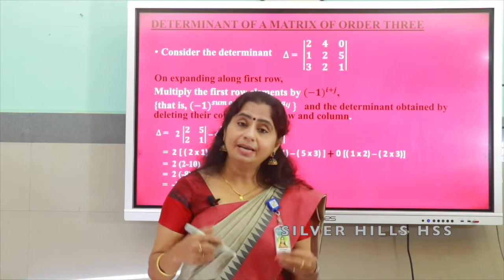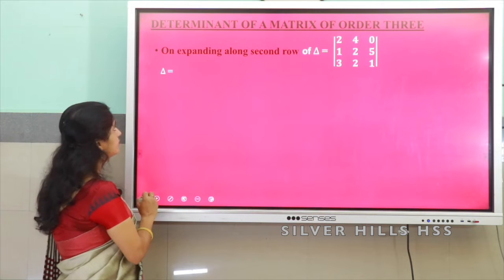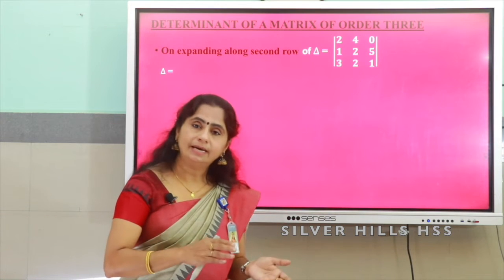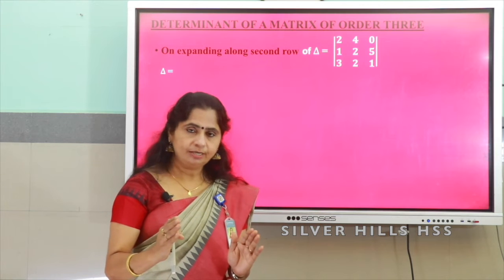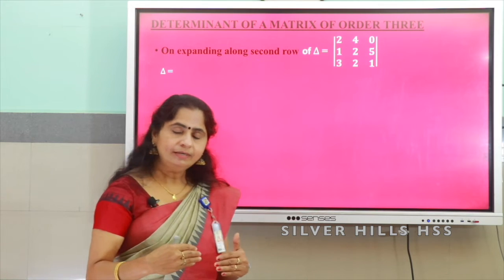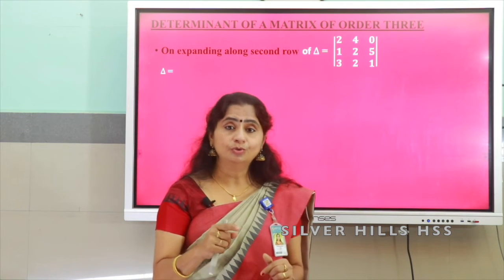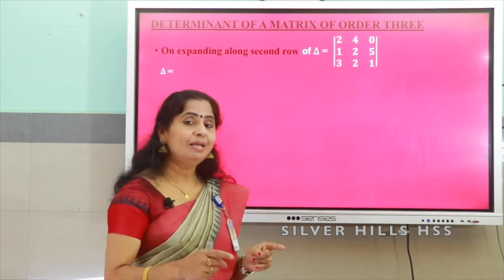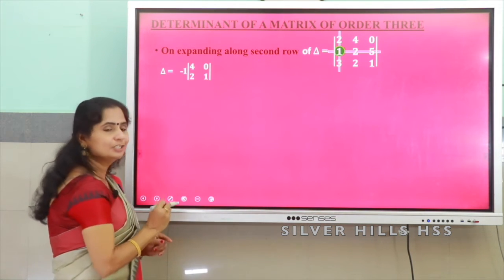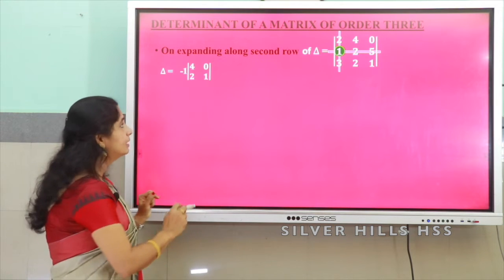Now let's see whether we are getting the same answer when we evaluate this determinant using the second row. On expanding about the second row, 1, 2, 5. First, 1 should be multiplied by the sign minus 1 raised to i plus j, and the corresponding determinant after deleting the corresponding row and the column where 1 lies. So what is the sign of 1? It is coming in the second row first column. So minus 1 raised to i plus j is minus 1 raised to 2 plus 1, that is minus. So the second row sign will be minus plus minus. So let's do it. It is minus 1 into, delete the corresponding row and the column where the lines are drawn. The remaining values form a determinant, that is 4, 0, 2, 1.